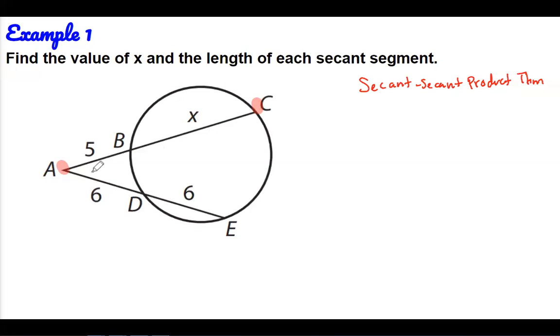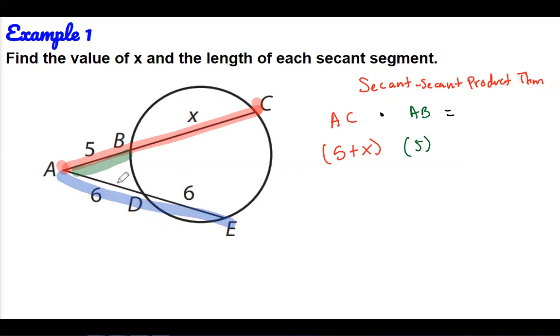From A to C. Now 5 plus x, and that is AC. 5 plus beautiful x. Now we're going to multiply it by its external piece, and its external piece is 5 in this case. So AC multiplied by 5. And we're going to make it equal to the other secant. My other secant in this case is 12, from A to E. Make it equal to 12.